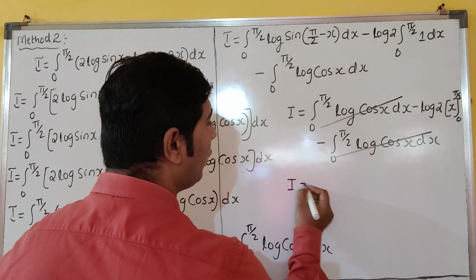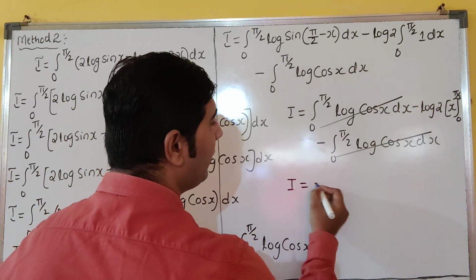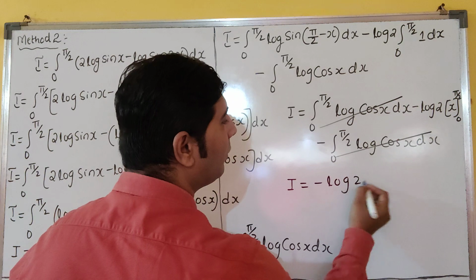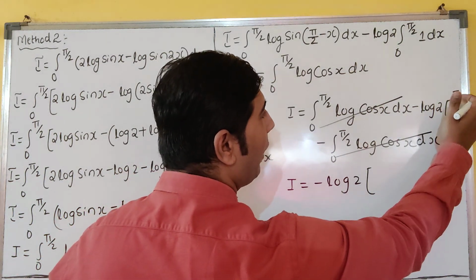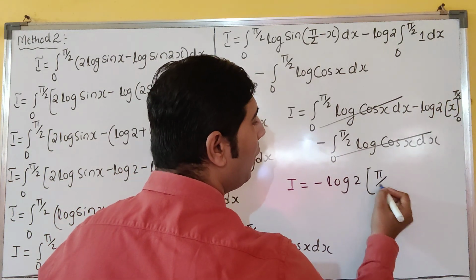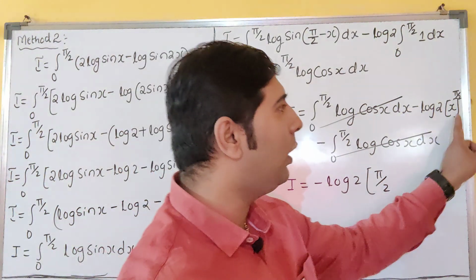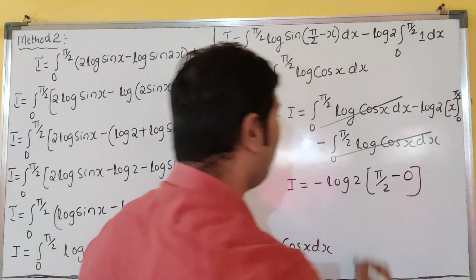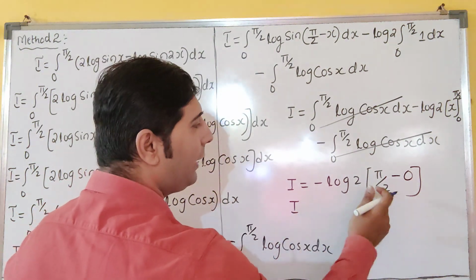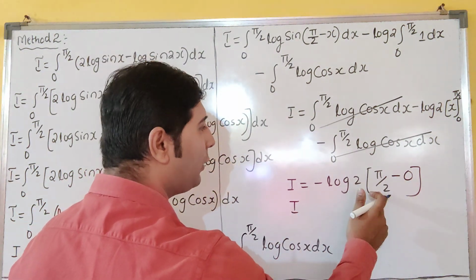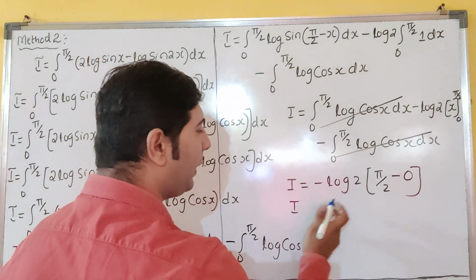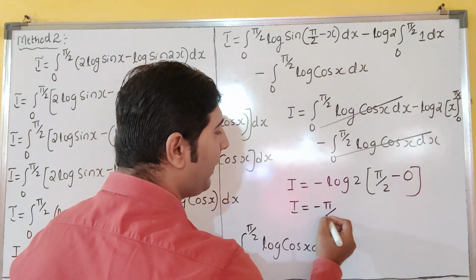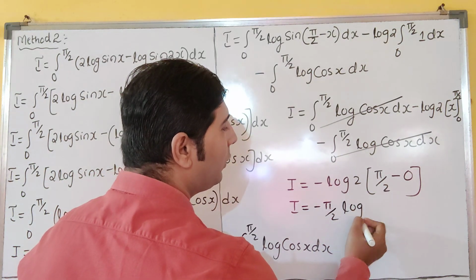So I is equal to minus, what you are left with? Minus log 2, and you have to substitute now. Upper limit pi by 2. When you are substituting lower limit 0, you have to write minus sign, minus 0. How much you will get? Pi by 2 minus 0, pi by 2. Pi by 2 into log 2 is minus pi by 2 log 2.